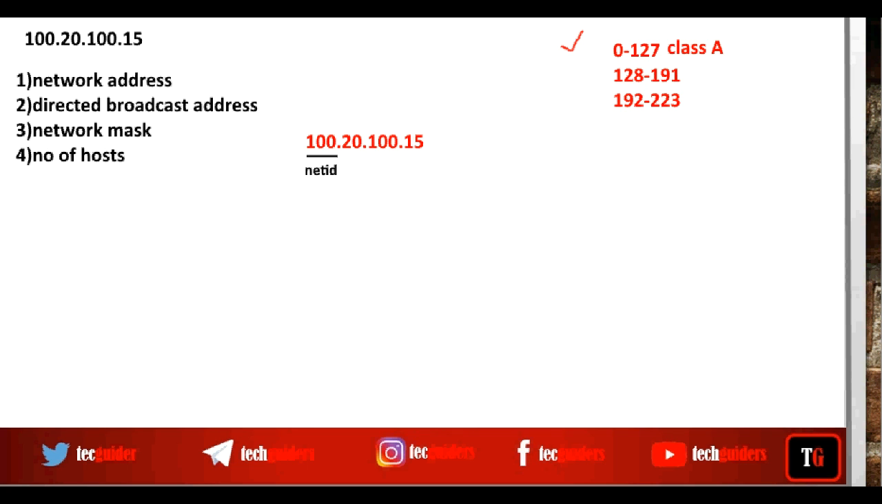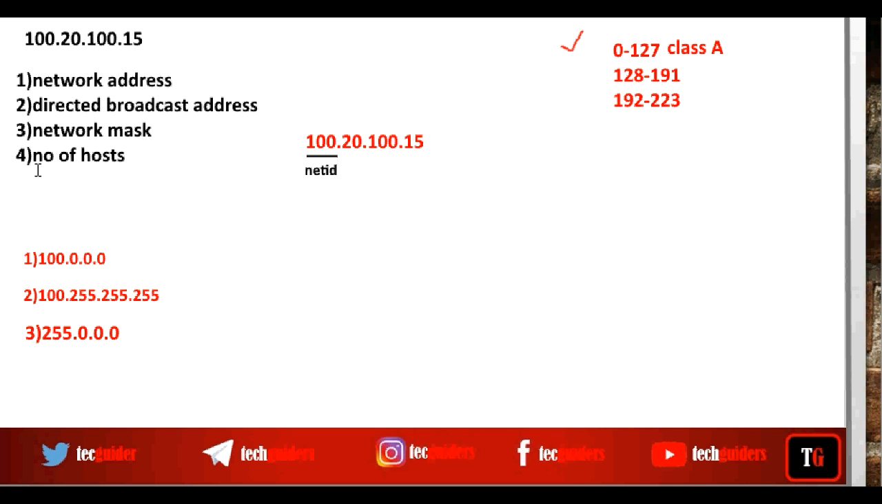So the address of the network to which this IP address belongs is 100.0.0.0. The network address is 100.0.0.0 and the directed broadcast address is 100.255.255.255, network ID followed by all ones. Then the network mask for this IP address is 255.0.0.0, all ones in the network ID portion followed by all zeros in the host ID portion.